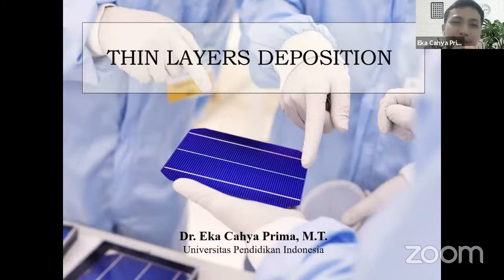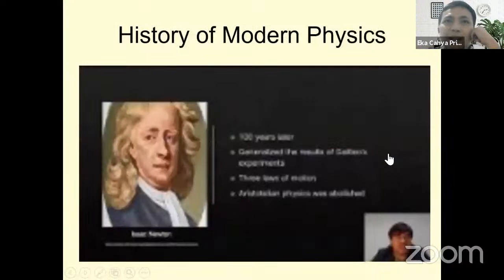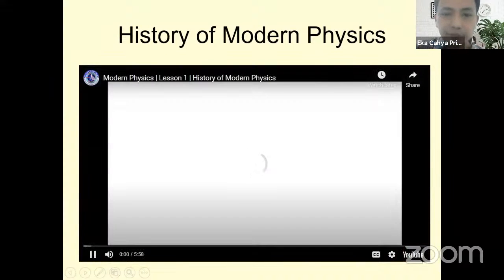This is one real activity that can be done to see how we can create or make a solar cell device by thin layer depositions. Here, we will start from modern physics history. Oh yes, I have to share with the sound.